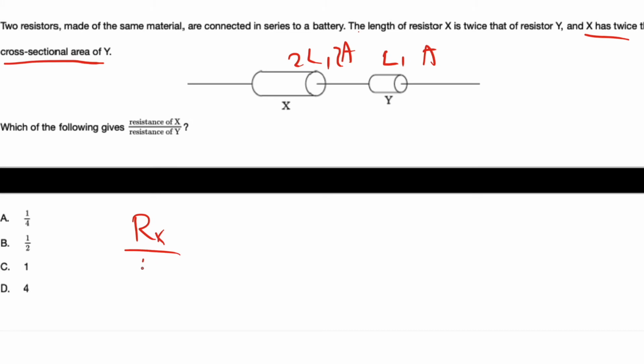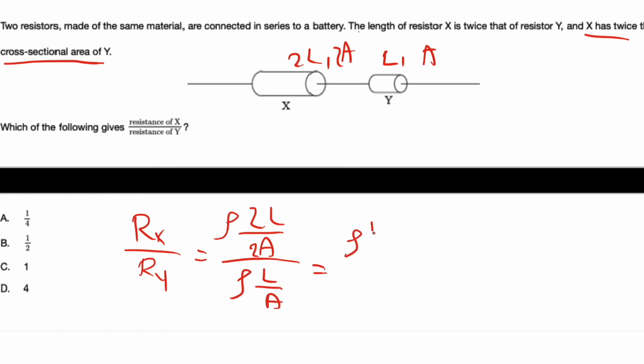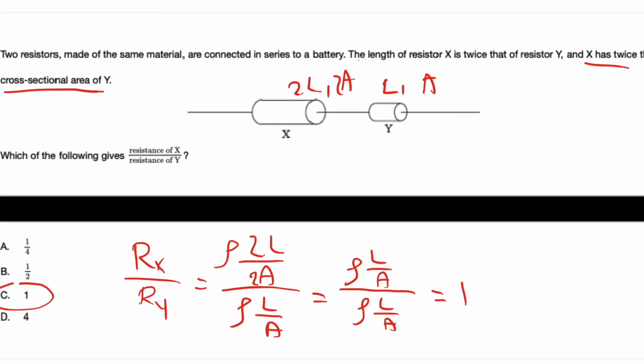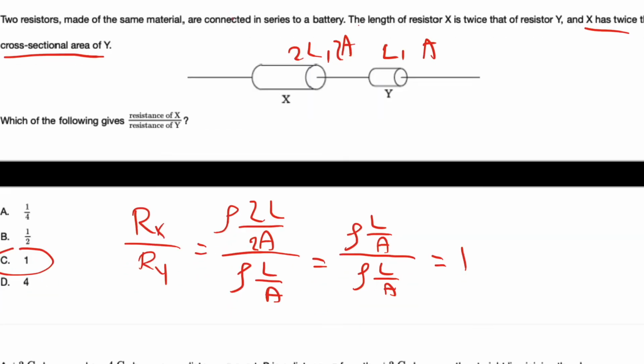So Rx over Ry is gonna be equal to resistivity times 2L over 2A, over resistivity times L over A, which is gonna be equal to resistivity times length over area, over resistivity times length over area. So this is just gonna be equal to 1. Right. Alright, so now let's do the next problem.